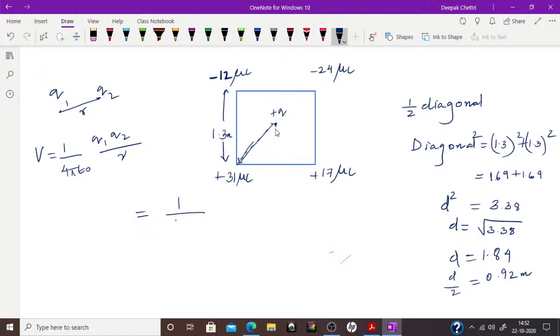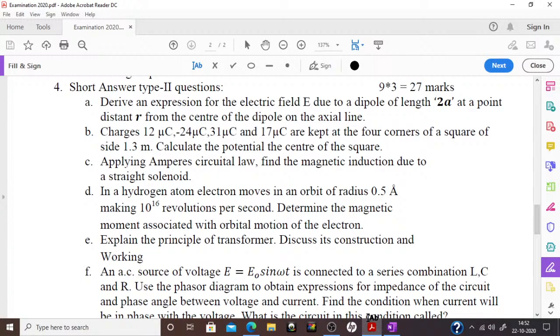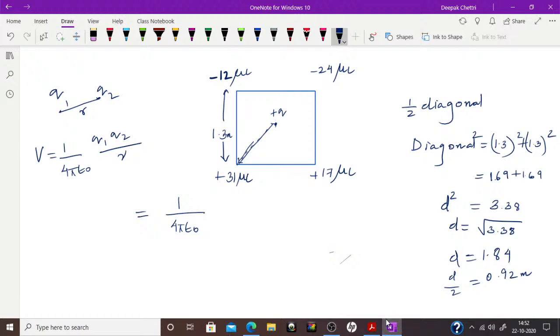So you have 1 by 4 pi epsilon naught. If you want to find the value, then you have to put this 1, because if I put q, then I'll get the answer in terms of q, but since you want the potential at this point, you use 1. So 1 by 4 pi epsilon naught, what is this charge? 31 micro means 10 to the power minus 6, right? And what is the other charge? 1. So 1 divided by distance. What is the distance? 0.92.